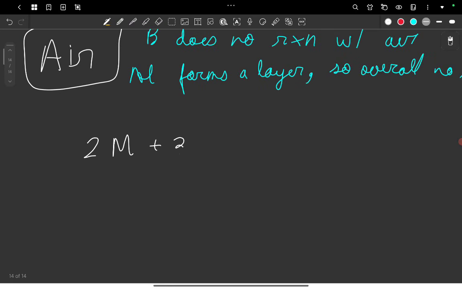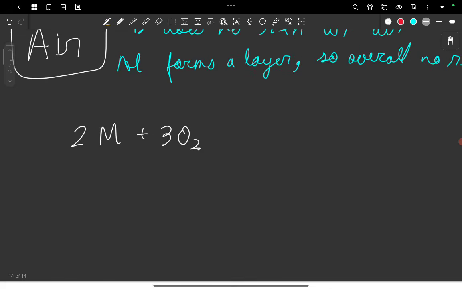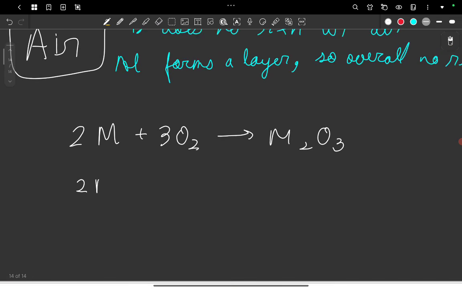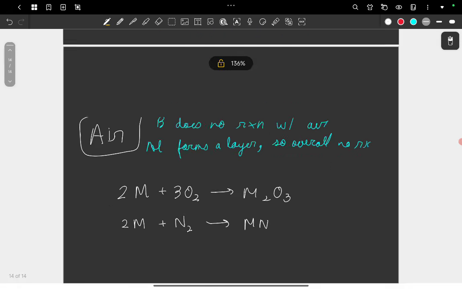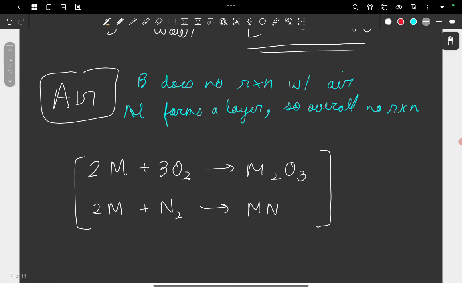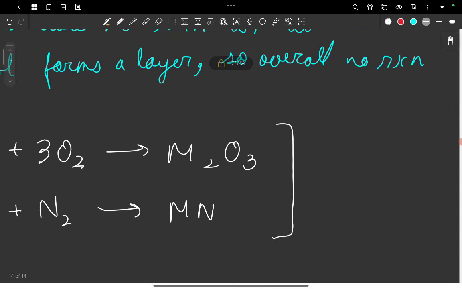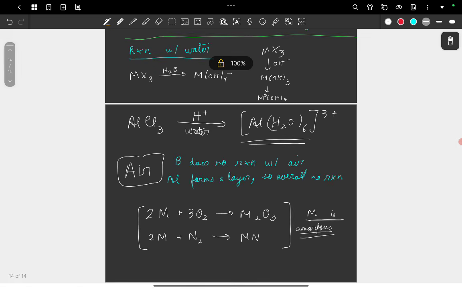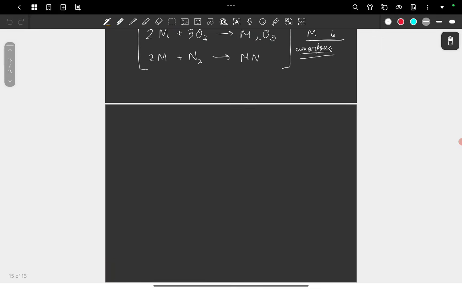Okay, now for the rest of the elements, you can say that 2M plus 3O2, air has oxygen, so it forms M2O3, and 2M plus N2, air also has nitrogen, forms MN. This is for the rest of the elements, and just remember this as a fact, they are not very difficult reactions. Okay, and one fact I wanted to add, just remember this word, M is amorphous. I will not explain what amorphous means, just remember this. It has something to do with solid state. I am not going to dive into that.